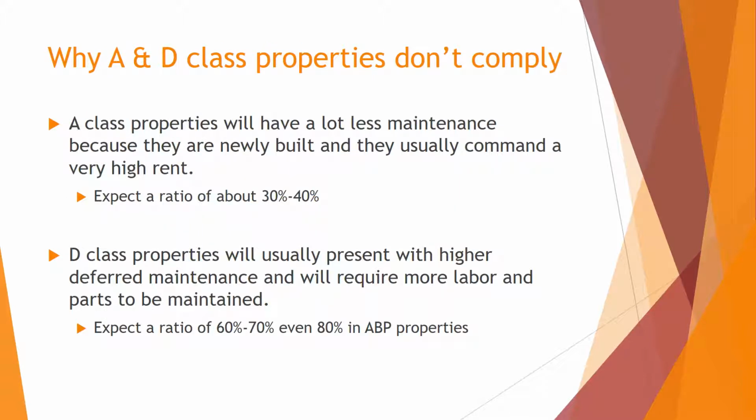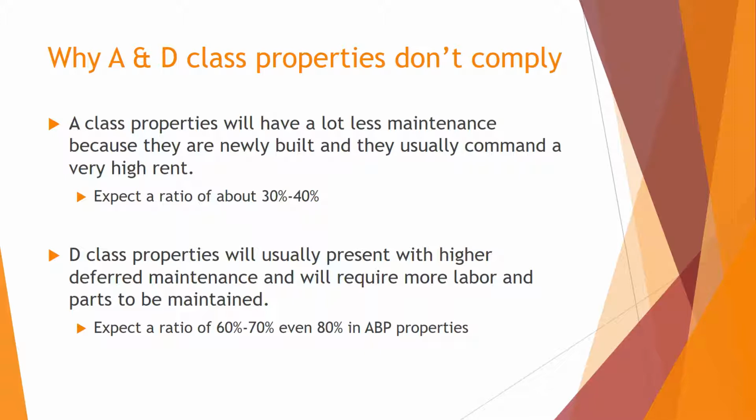I mentioned earlier that A class and D class properties will not fall into the 50% rule. The reason these properties don't comply with the 50% rule is twofold, right? And it's in opposite directions of the percentages. An A class property will usually have a lot less maintenance tied to it because it's newly built. These are very nice, sturdy, well-built properties, and they also command high rents. So very high income and low maintenance because of the newly built property. That really drives an OPEX to income ratio of about 30 to 40%.